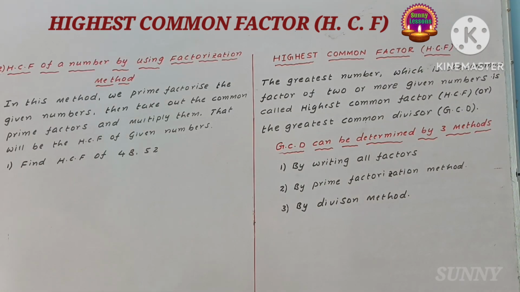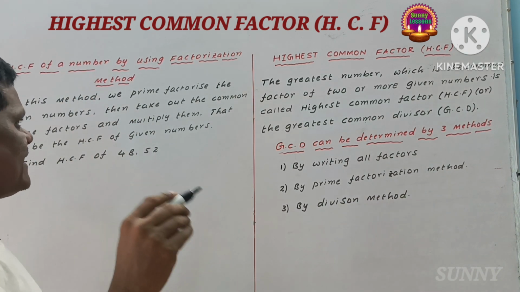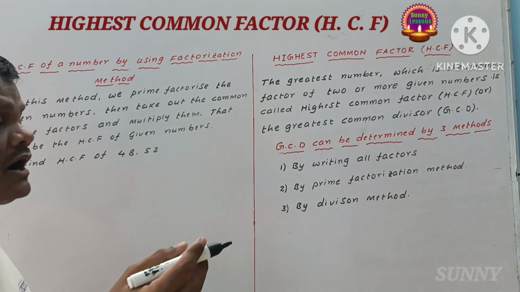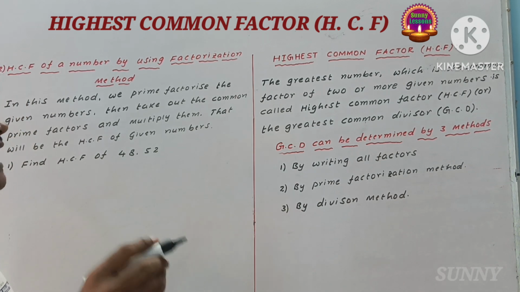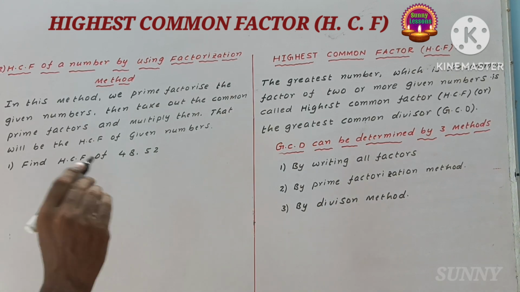The second method is finding the HCF of numbers by using the factorization method. In this method, we factorize the given numbers, then take out the common prime factors and multiply them. That will be the HCF of the given numbers.